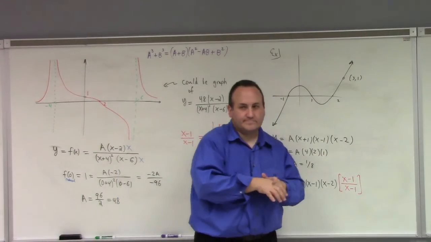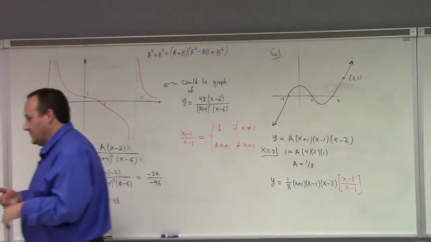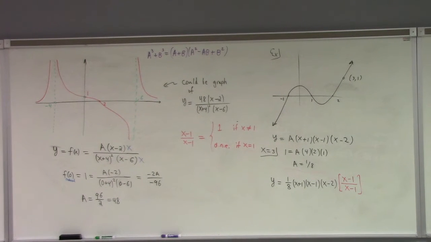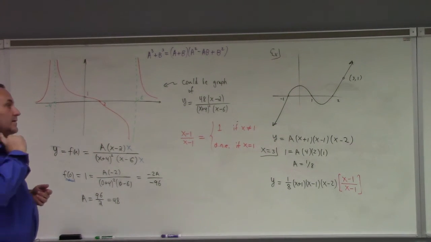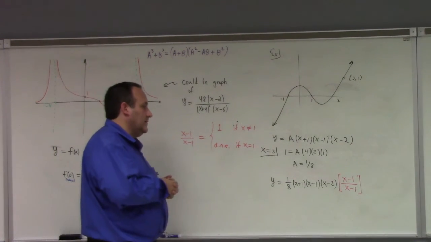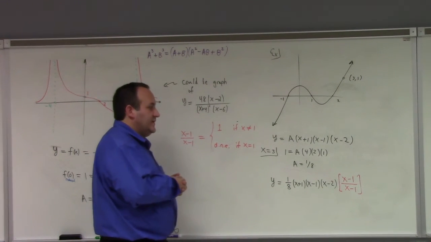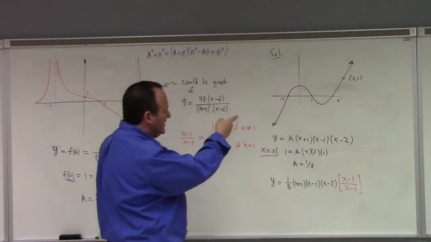Other questions? Wait, I do have a question. So if the hole was at 3, 2, the x minus 1 would be x minus 2? If you were just going to say, in the third example, the hole at 3, 2, would the x minus 1 be x minus 2? If the hole was at 3 comma, oh, did I put the hole at 3?